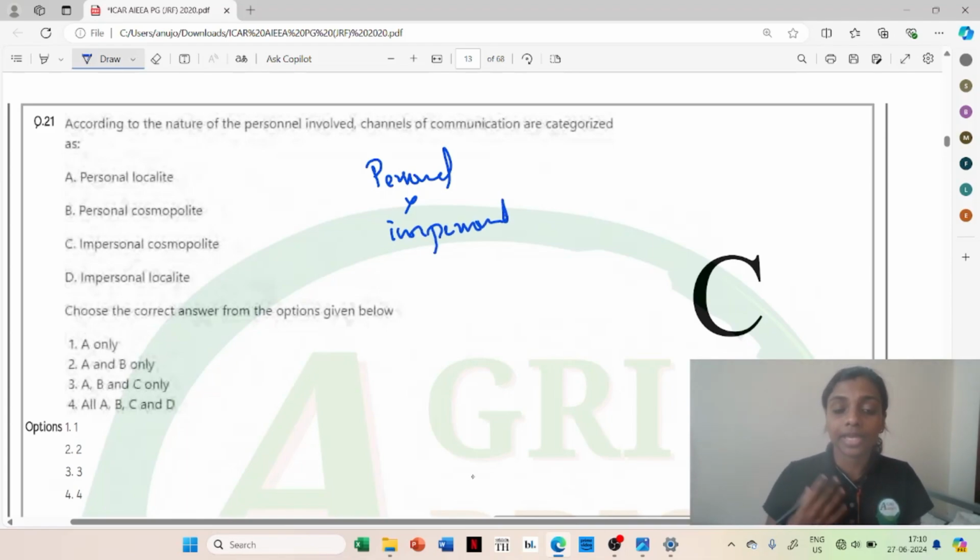Personal means you and I are having a direct contact with each other. Okay, that is personal. If my friend is here, so we are having a conversation, which is personal. But if I am watching a movie or watching the news through media, that is not a direct contact, but an indirect contact. So I am not seeing the person directly. So that is an impersonal communication channel. Okay. Along with that, localite and cosmopolite.